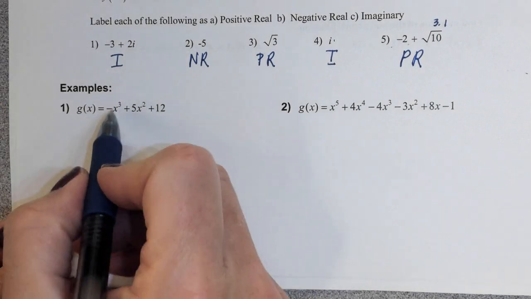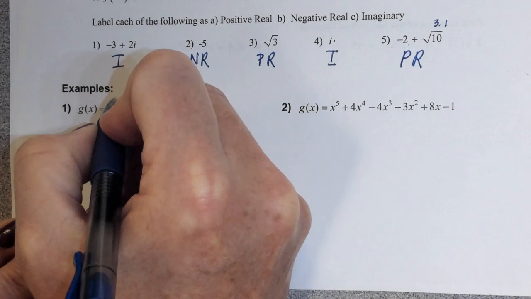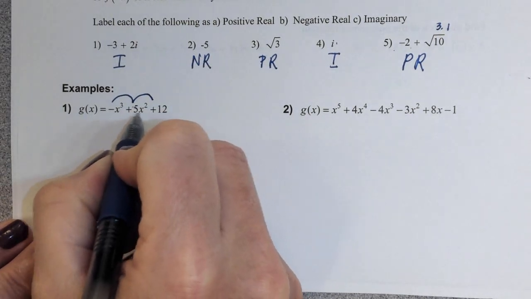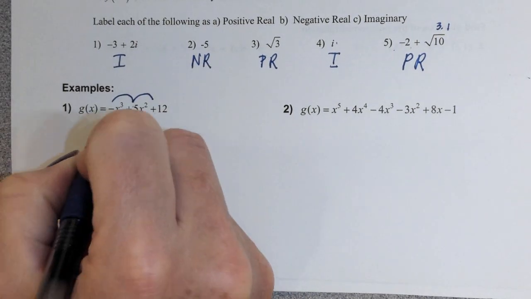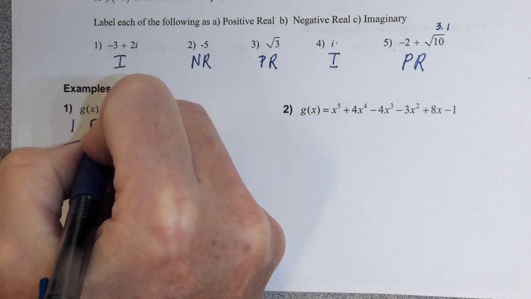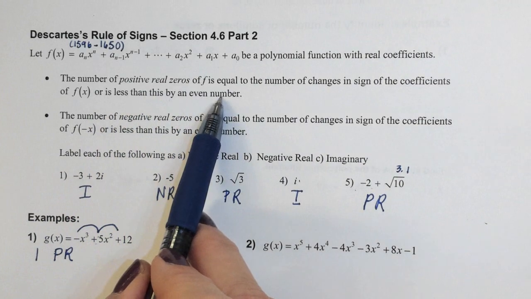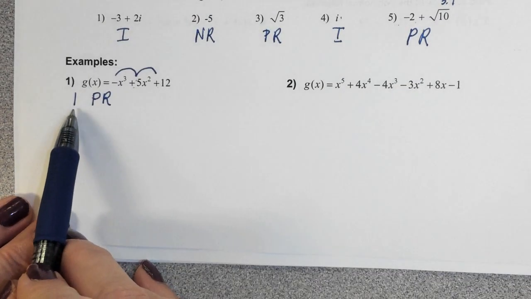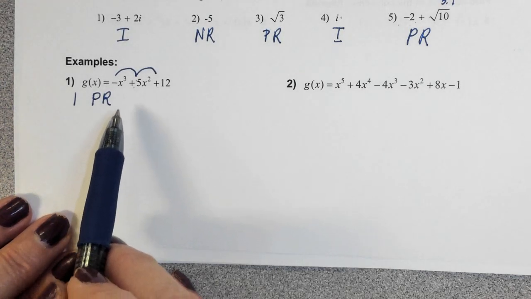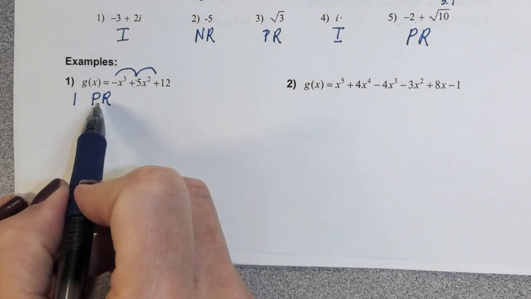So that's what we're looking for, is we want to have some idea of what kind of solutions we're going to have. Looking at this first one, this is my function, and I have a negative to a positive. That's one sign change. Then I go from a positive to a positive. That is not a sign change because they're both positive coefficients. So I had one sign change. What that means is I can have one positive real solution. Or I can have less than this by an even number. So I could subtract 2, but I can't, because I can't have negative 1 as the number of positive real solutions. That doesn't make any sense. I have to have one positive real.